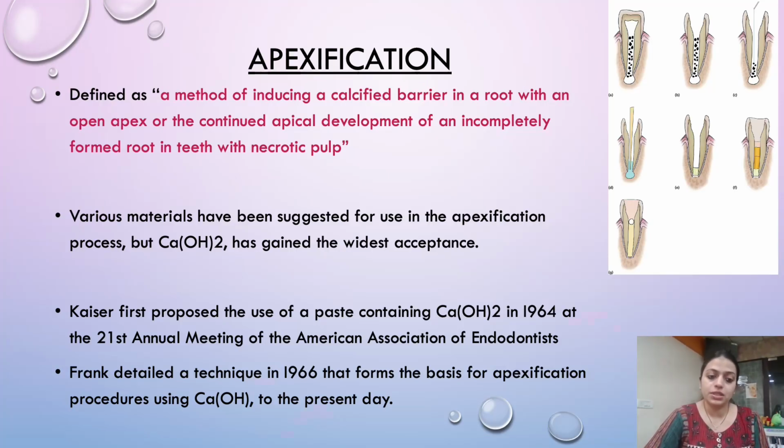Various materials have been suggested for use in the apexification process, but calcium hydroxide has gained the widest acceptance. Kaiser was the first one to propose the use of calcium hydroxide paste in 1964, and Frank described the technique in 1966, which forms the basis for apexification. Along with calcium hydroxide, he also presented some other materials, combinations like camphorated monochlorophenol, etc., which are used till date.